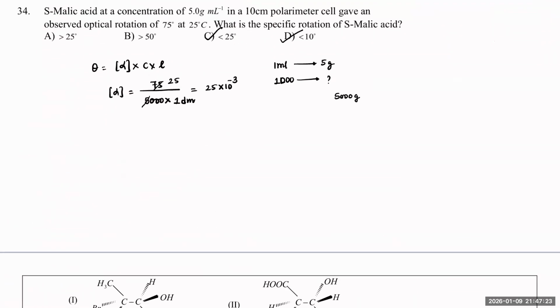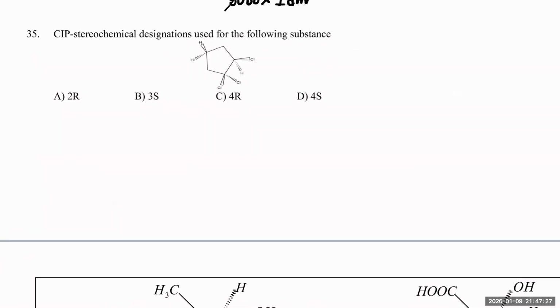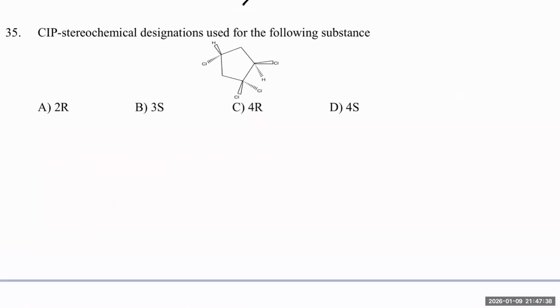Again, a very interesting case. You have to apply CIP rules on this case, but first we need to assign the IUPAC numbering. So check out. As per IUPAC numbering, here there are two chlorides, here there is one chloride, here there is one chloride. So definitely the numbering should start from here: 1, 2, 3, 4, 5. This is how the numbering should be.